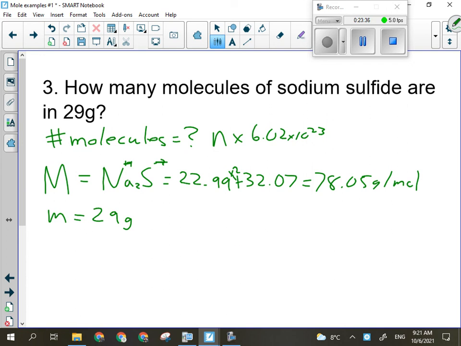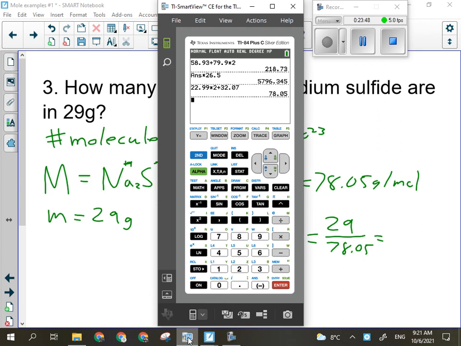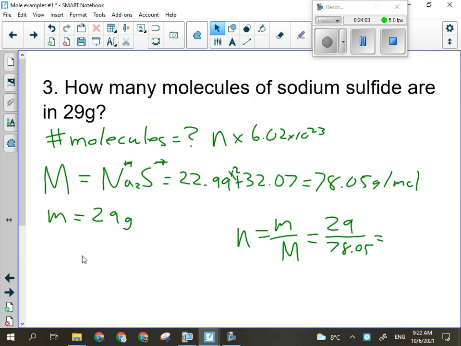All right, so n equals little m over big M. So for this one here, that's going to be 29 divided by 78.05. What's that? 0.37. Okay, so sorry, I'm just going to have it on my calculator because I'm going to need the actual number. 0.359 is what we'll write, but we'll keep all of those decimals.